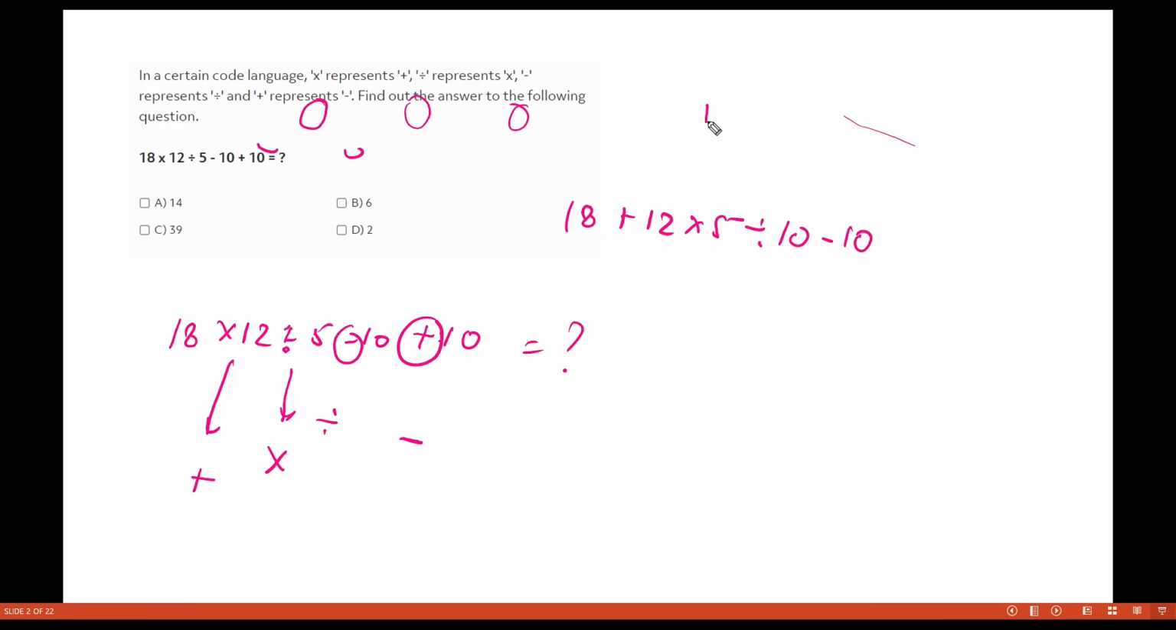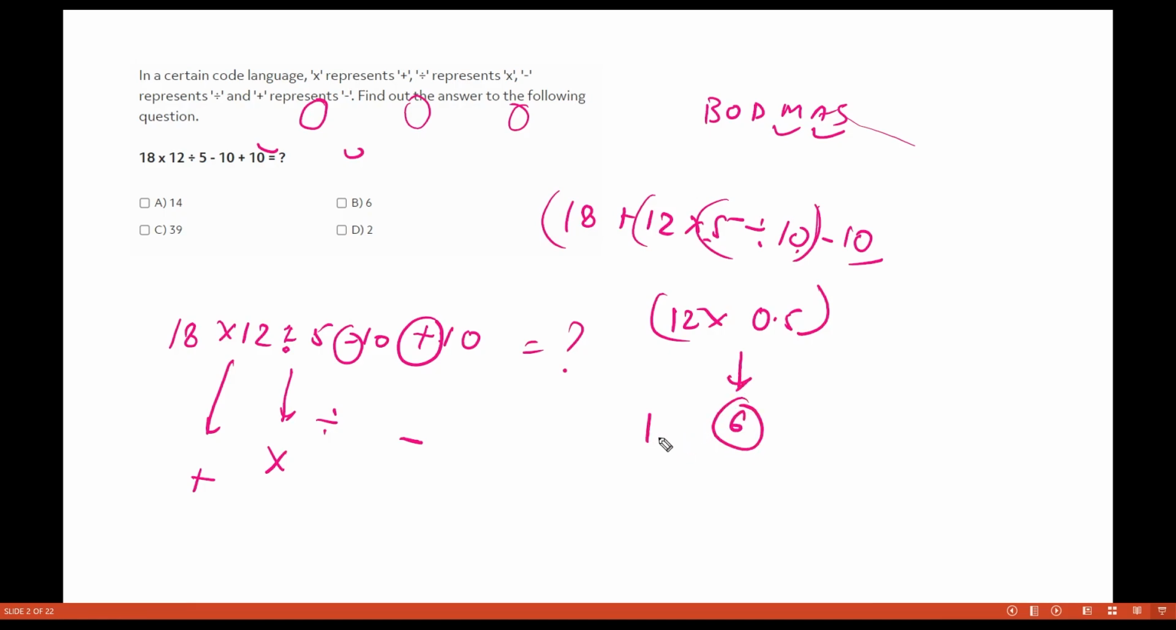We will follow the BODMAS rule, that is bracket, division, multiplication, addition and subtraction. So first of all do division, then multiplication, then add and then subtract. So 5 divided by 10 you will get 0.5. 0.5 into 12 you will get 6. Then 18 plus 6 you will get 24, and 24 minus 10 you will get 14. So the answer is 14. This is how we do these kinds of questions.